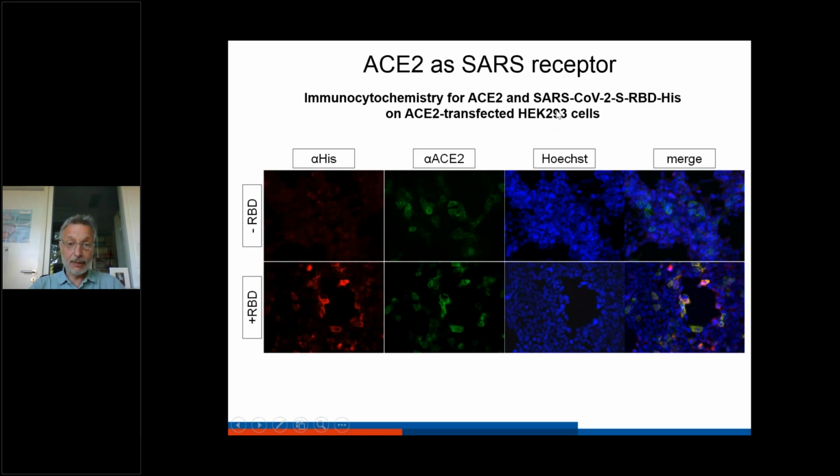What we have done, we have transfected HEK cells, so just normal kidney cells, with ACE2, and you see here there are some but not all cells transfected with ACE2. And then we gave a receptor binding domain of the SARS-CoV-2 virus linked to a His tag on these cells and let it bind. And you see when you bind them, exactly the cells which have ACE2 also bind the RBD and the others don't. So you can see this merge here. So clearly we could confirm that ACE2 is the binding factor of the spike protein of the SARS virus.